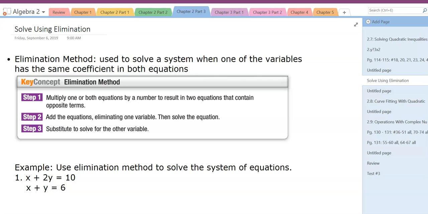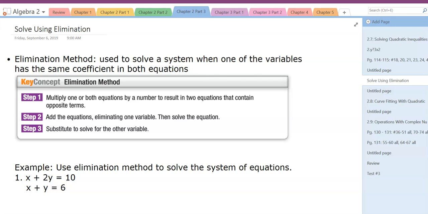So we're going to start talking about how to solve a system of equations using elimination, and this is something that you may have done before in Algebra 1. So we're going to start by just kind of reviewing how to use the elimination method when you're trying to solve a system of equations.